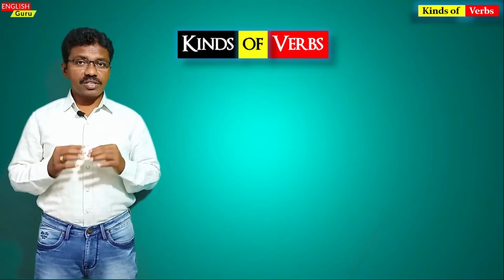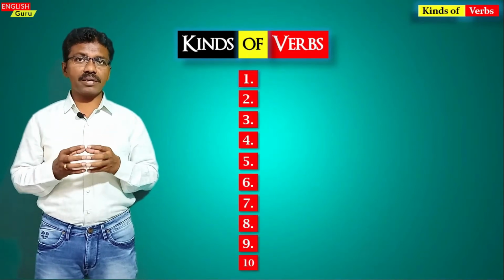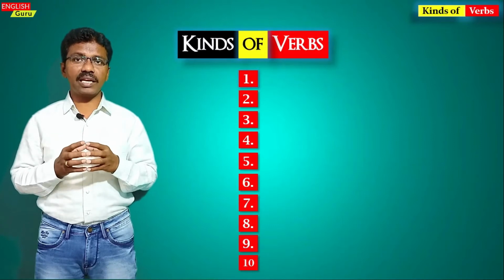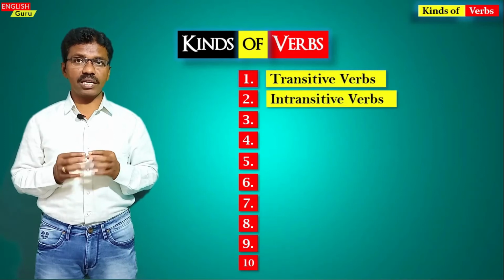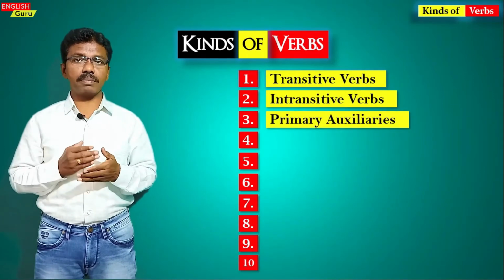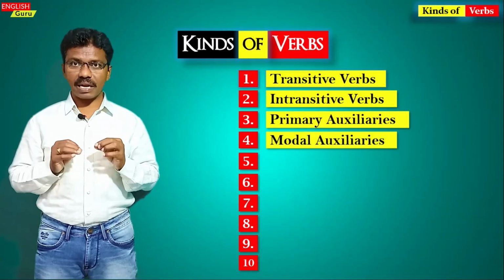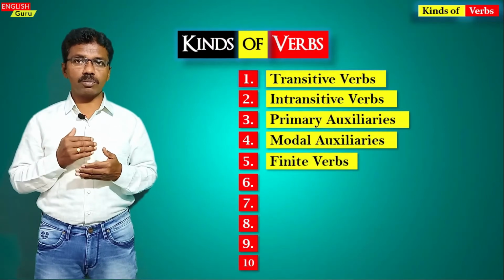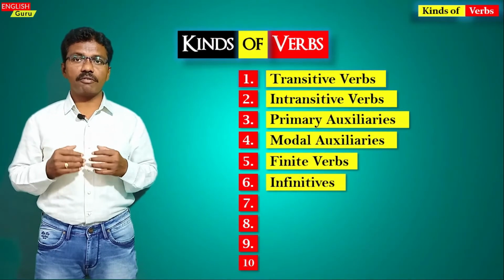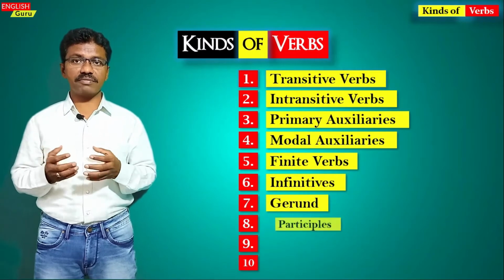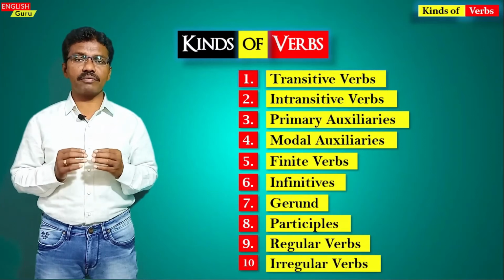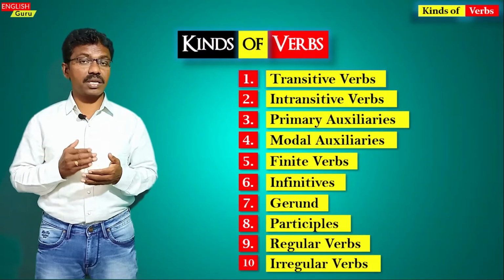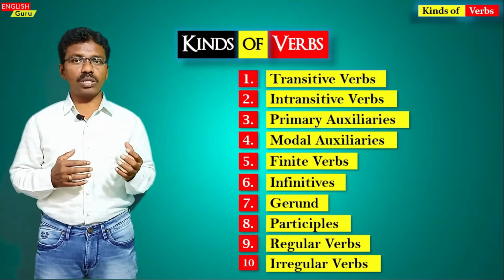And so now in general we combined all of them and tried to know each one in detail, and we have taken 10 varieties of verbs. What are they? Number 1, transitive verb. Number 2, intransitive verb. Number 3, primary auxiliaries. Number 4, modal auxiliaries. Number 5, finite verbs. Number 6, infinitives. Number 7, gerund. Number 8, participles. Number 9, regular verbs. Number 10, irregular verbs. And we combined all the verbs and we have taken them serial number wise.